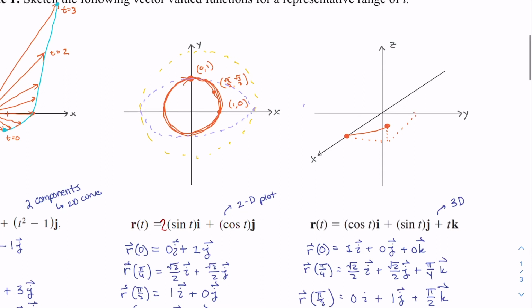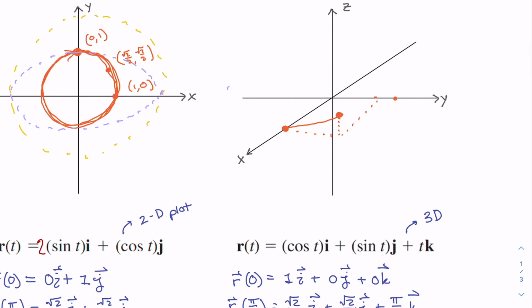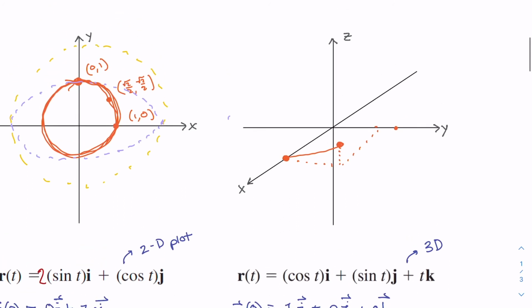So that's like 1 in the j direction, and pi halves in the z direction. So that's something like up here. We'll say that's pi halves, twice as big as pi fourths. So this height is twice as much as here. So we can kind of continue to connect those.